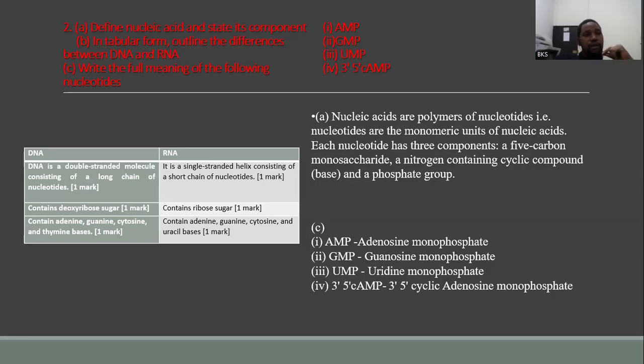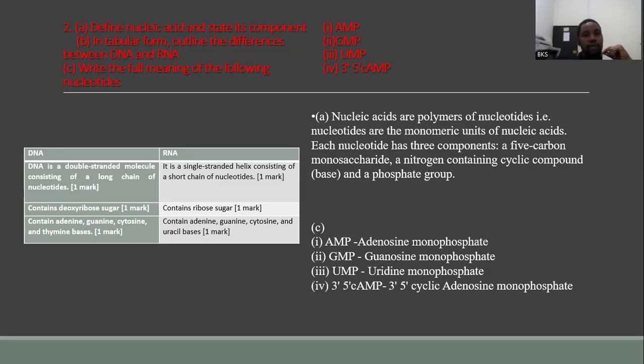In DNA, we have four of them: adenosine triphosphate, adenosine monophosphate AMP, thymidine monophosphate TMP, guanosine monophosphate GMP, and cytidine monophosphate CMP. Likewise, in the case of RNA, you will have uridine monophosphate, UMP, instead of thymidine monophosphate.